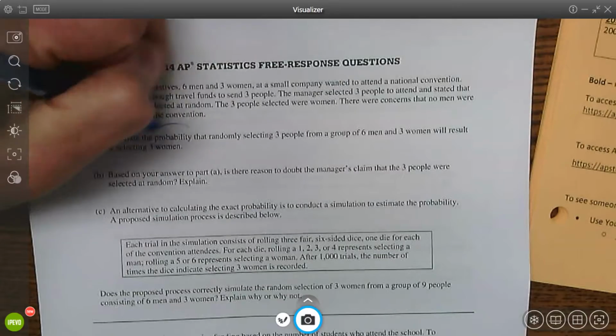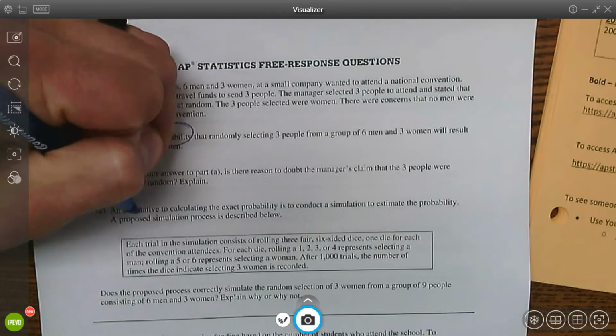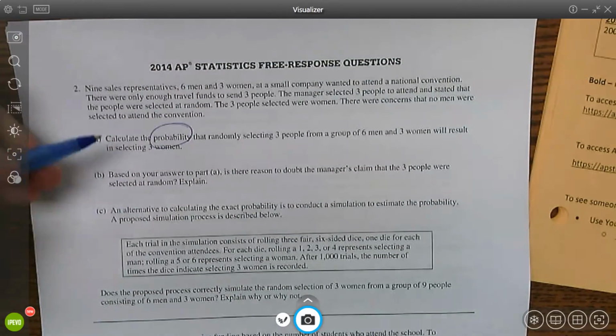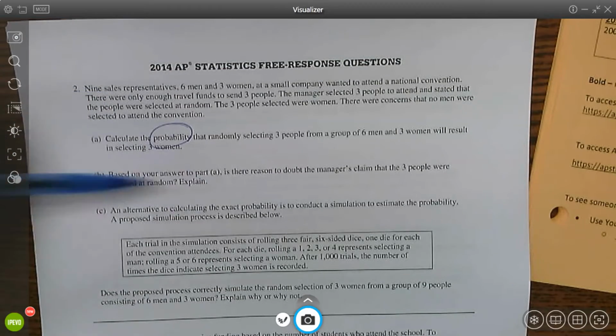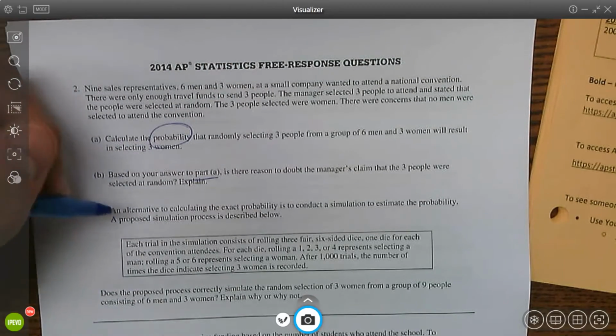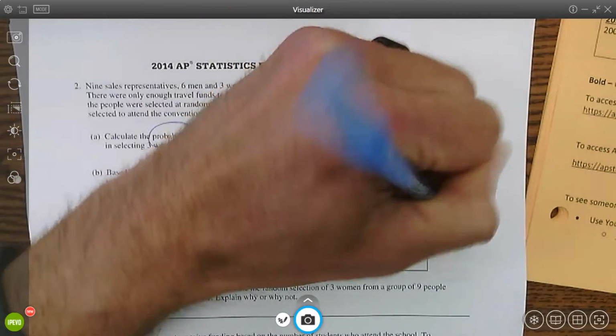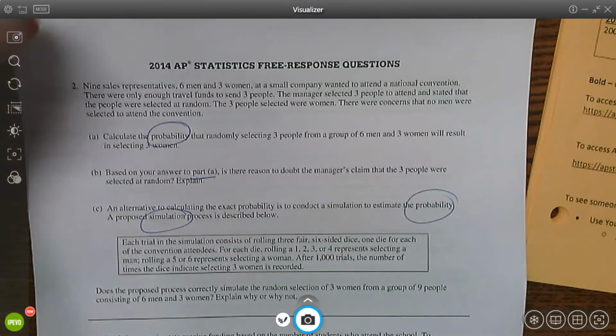Number 2, calculate the probability. So we're looking at selecting men and women based on your answer to part A. So I explicitly have to talk about part A. Then we're talking about a simulation to estimate the probability. This is your probability question.